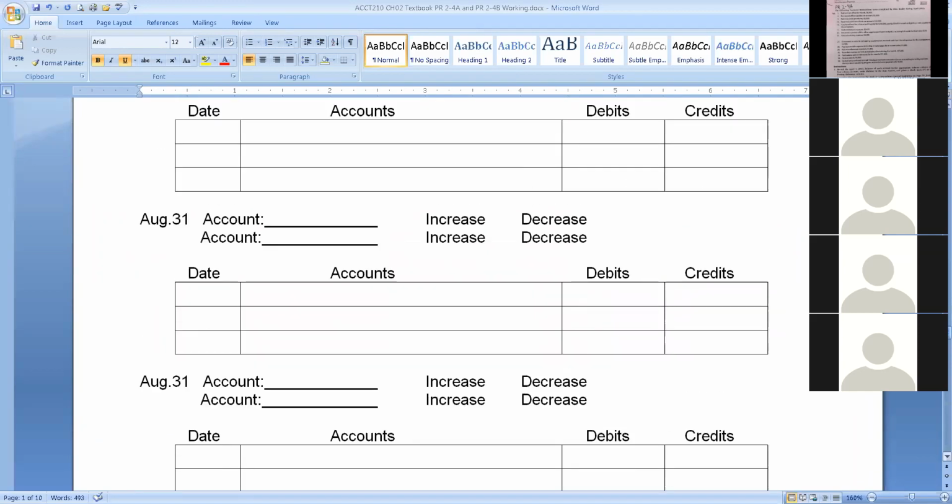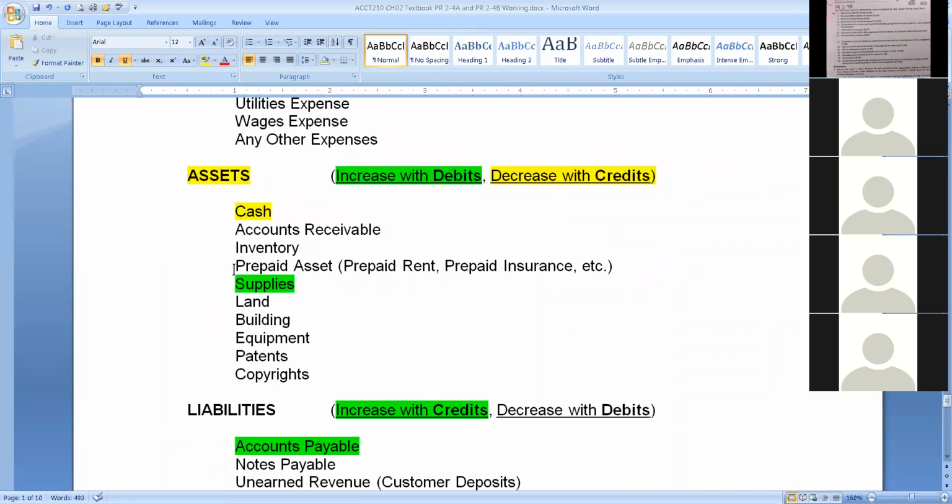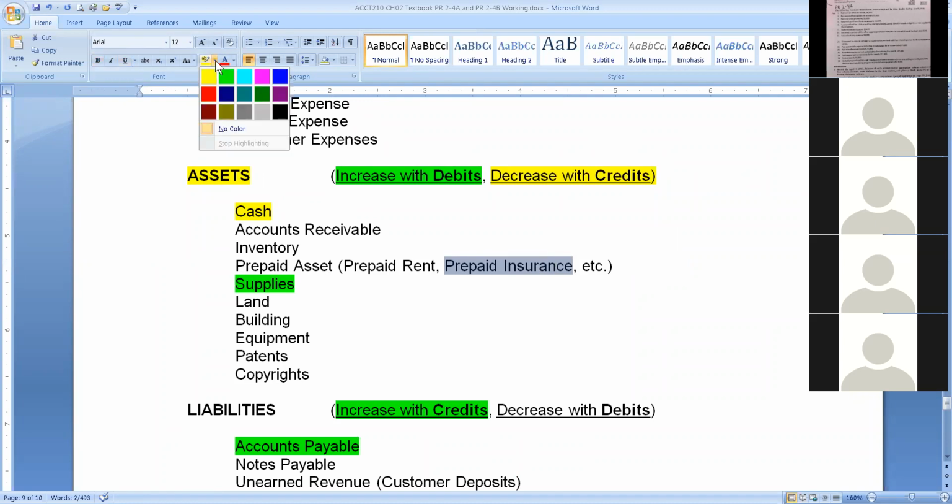So let's go down to assets. And you'll see they have prepaid asset. Here's the one we're kind of looking at. And let's make that turquoise. So prepaid insurance is increasing with a debit. Our cash is decreasing with credit. And again, if you get one of these, you know what the other one is. So prepaid insurance is an asset. It's going up. So it'll be a debit.